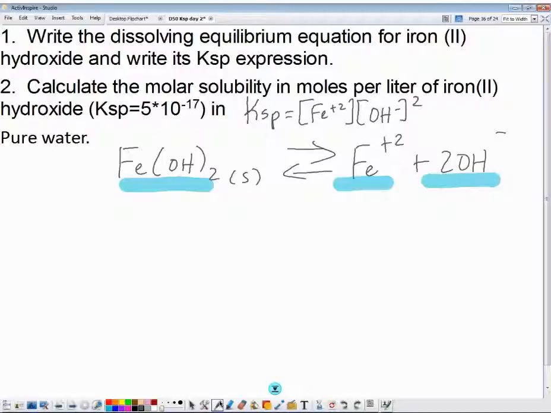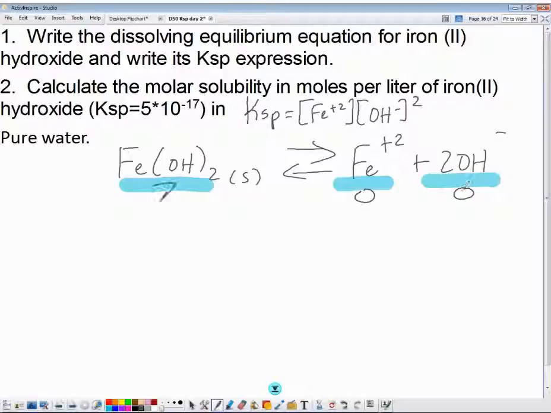All right, here we go. How do we figure out the solubility when we have pure water? Pure water means 0 and 0 in the beginning. So here's the question: how much iron 2 hydroxide will dissolve? Not much. Imagine a big fat spoonful of zinc hydroxide dropped into a glass of water, and I start stirring. It's like powder in water. It's not going anywhere. It's not dissolving because it's insoluble. That's why it has a KSP.